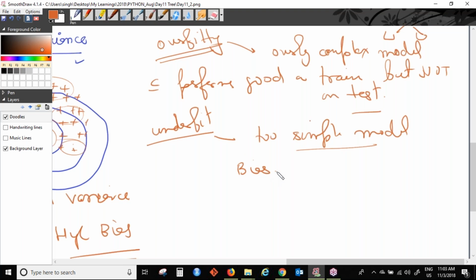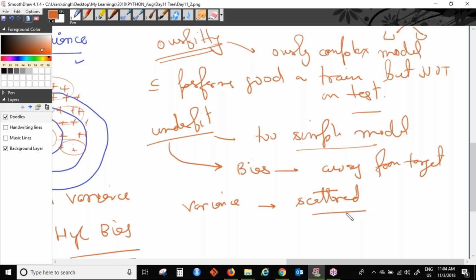Then we saw bias. What is bias? When you are away from the target. When you're not predicting well, that is a biased model. Underfit models are biased models. And then you have variance. It means when your output is scattered a lot. When your predictions are scattered a lot, that's a high variance model. That happens when your model is overfit. So these are very important concepts that we have covered.